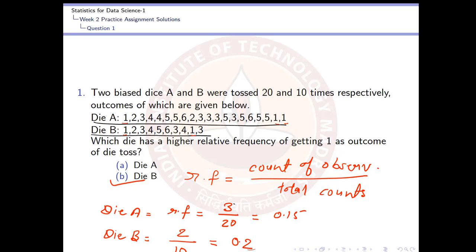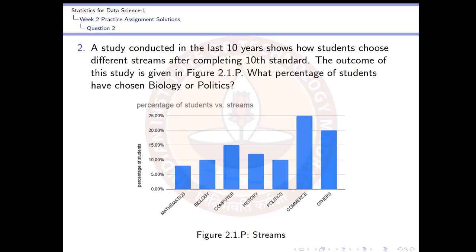Let's move to the next question. Second question. In the second question, it says a study conducted in the last 10 years shows how students choose different streams after completing 10th standard, and whose outcome is given in figure 2.1.p. So the figure shows how different people choose different streams after the 10th, and the outcome of the last 10 years was recorded here. We can see that around 8% students choose mathematics after 10th, and around 10% of students choose biology, and so on.